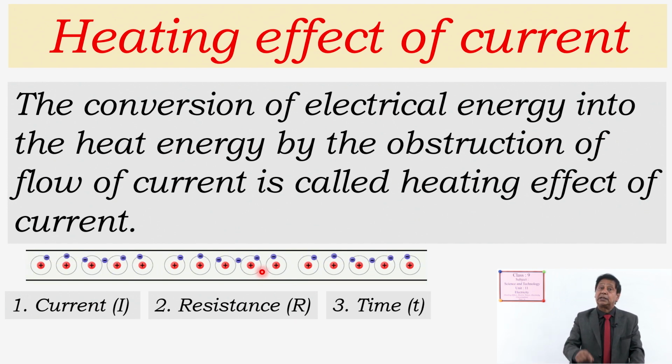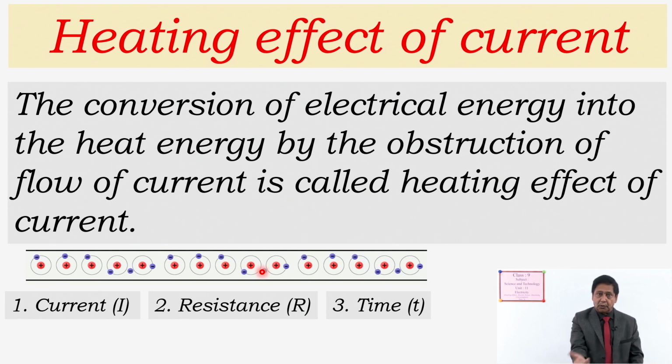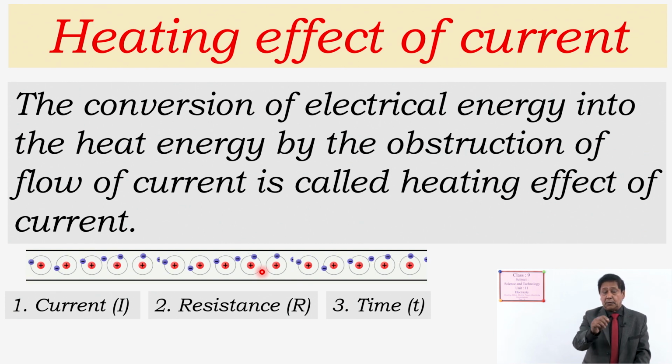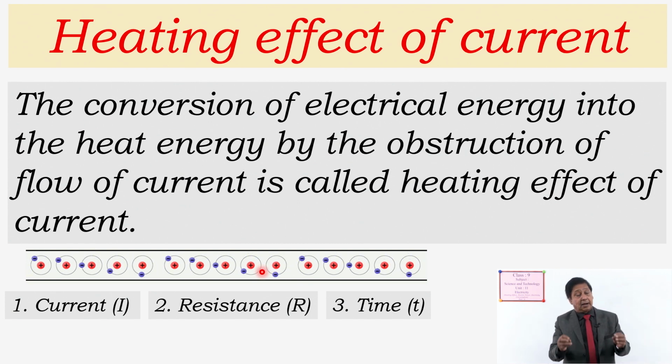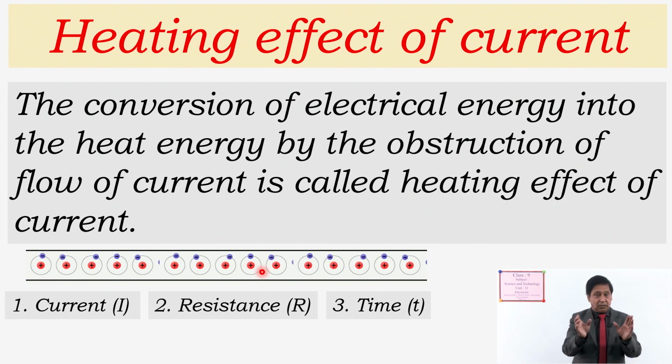Number 3, it depends upon time also. If the current flows for 1 minute, probably 1000 joule heat energy is produced, but in 2 minutes the heat energy will be double, 2000 joule. That's why the energy produced due to the flow of current in a conductor or resistor depends upon 3 factors: current, resistance and time.